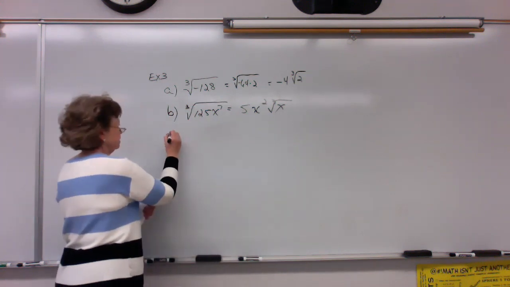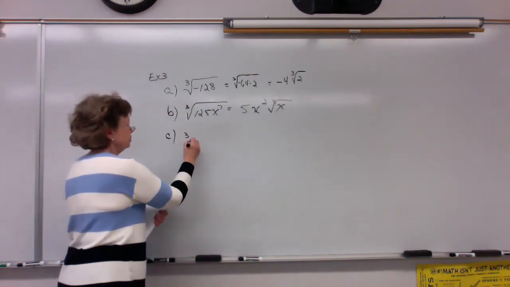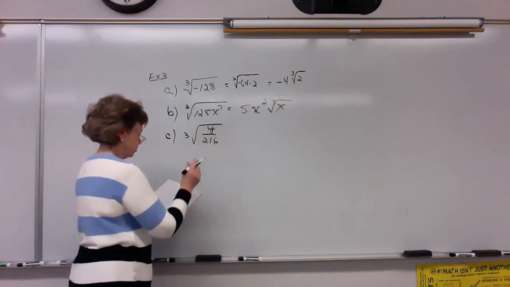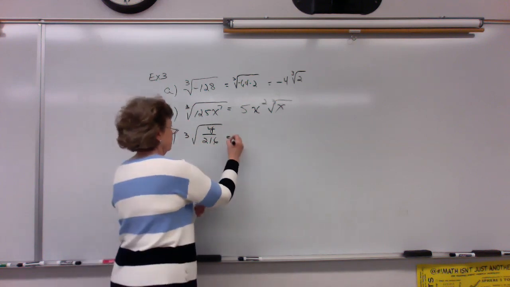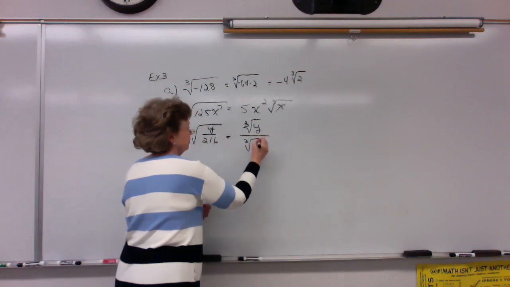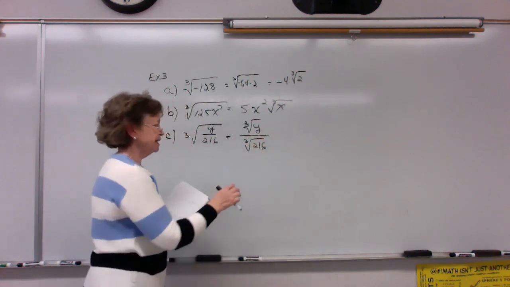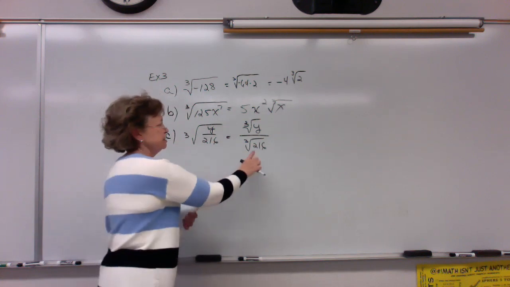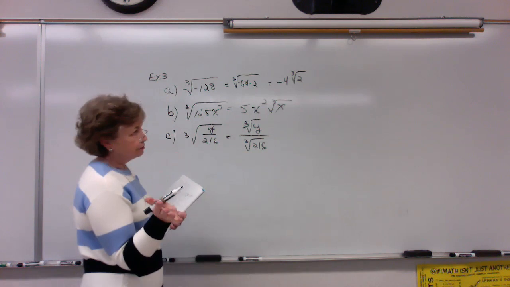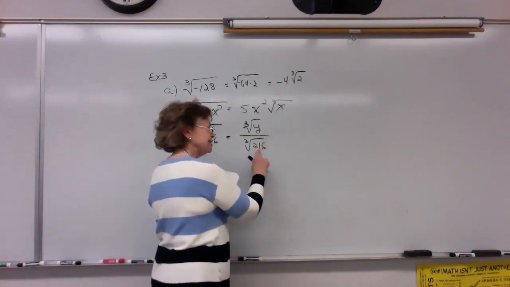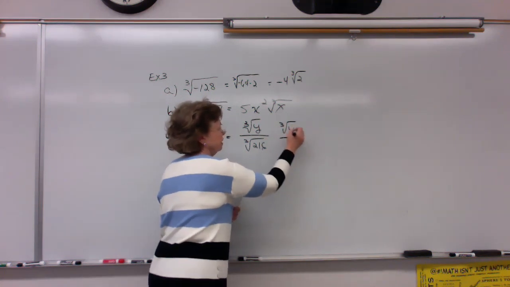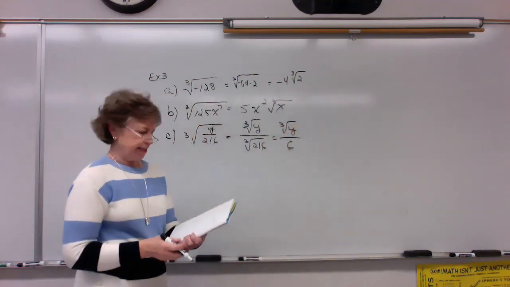If I'm looking at letter C, that was the cube root, and this time we have a quotient of y divided by 216. Pull them apart. So the cube root of y divided by the cube root of 216. I'm thinking, what goes into that? 2 plus 1 plus 6 is 9, so 9 goes into that. Also 6 goes into that. And it turns out the cube root of 216 is 6. So I end up with the cube root of y divided by 6.